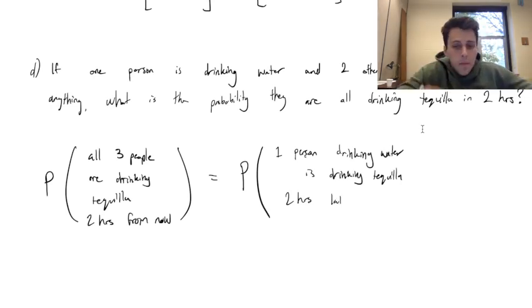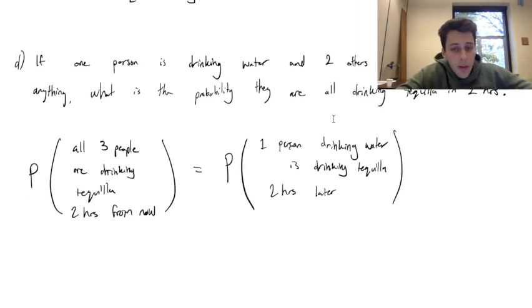And keyword here, remember, they are all drinking tequila. So it's not this person or that person. It's person 1 and person 2 and person 3. They're all drinking tequila. So we have to multiply all of these probabilities, okay?